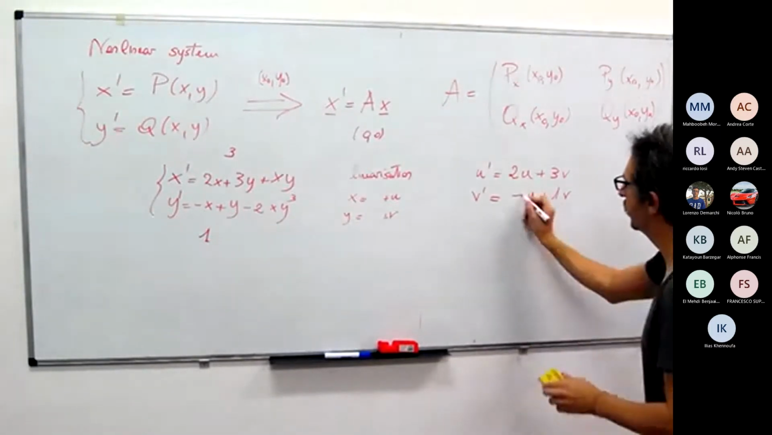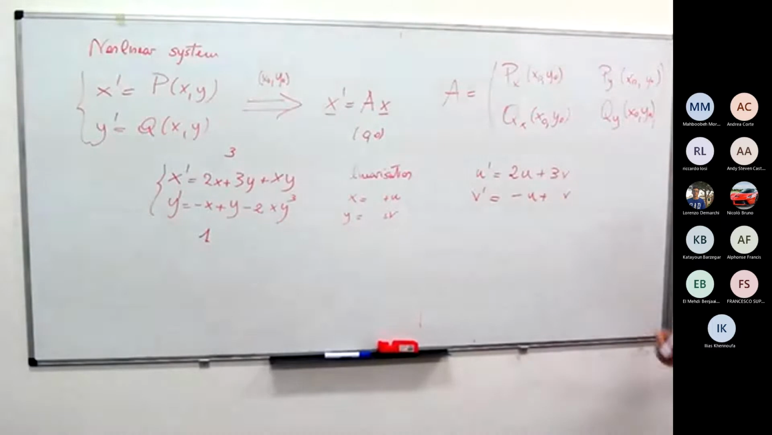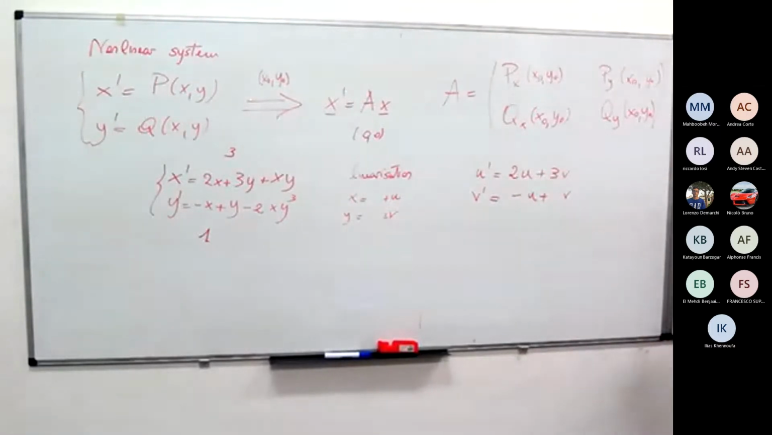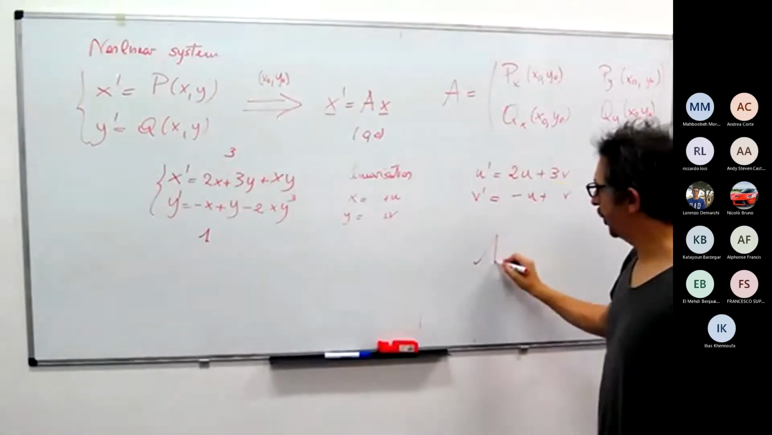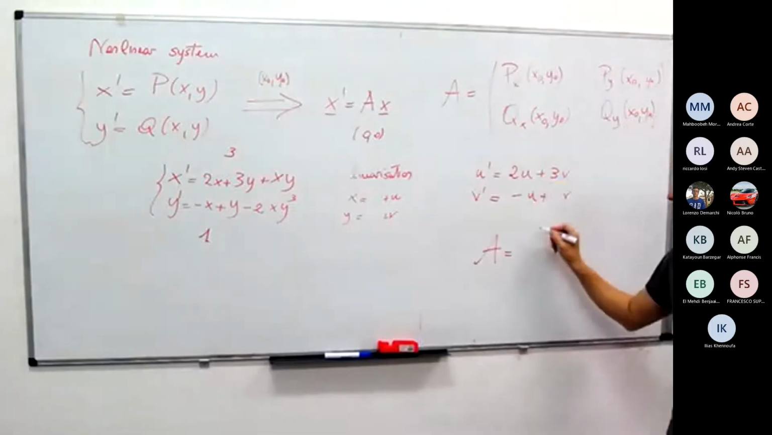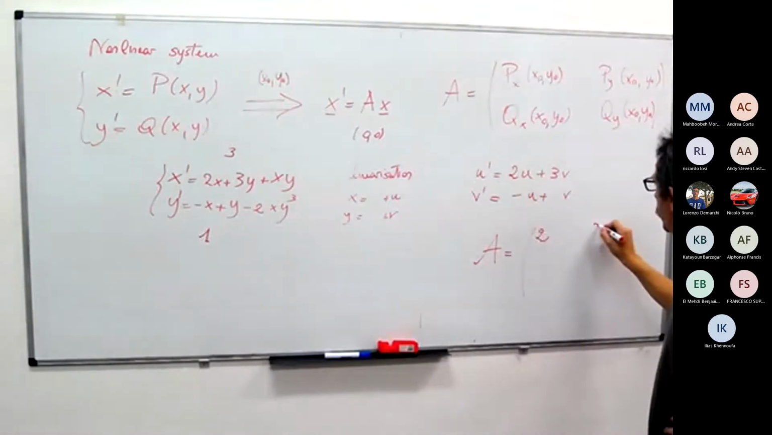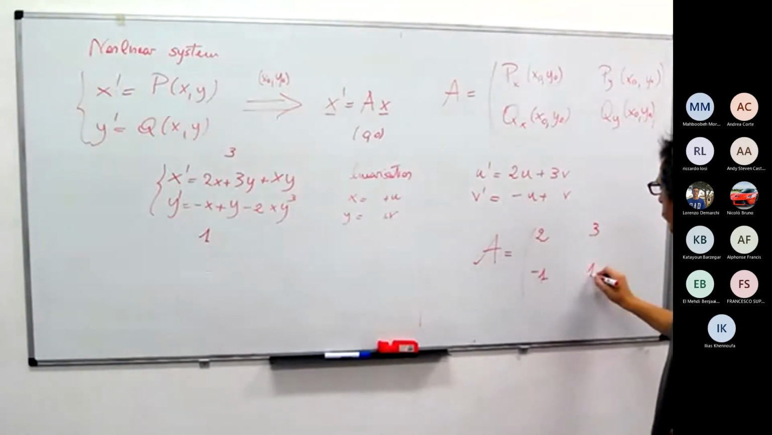Let me do this. So the linearized system can be written in this way, as u prime equal to 2u plus 3v, and v prime equal to minus u plus v. What's the Jacobian? Jacobian means now the matrix A, this guy here. So it's going to be the matrix of the coefficients of the linearized system. So it's 2, 3, minus 1, 1.